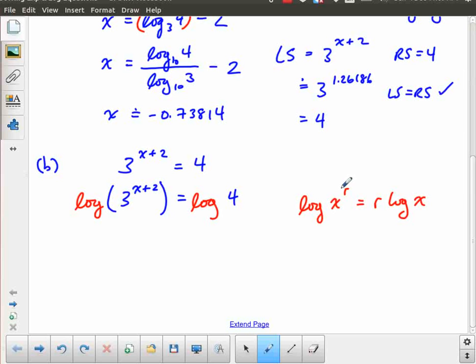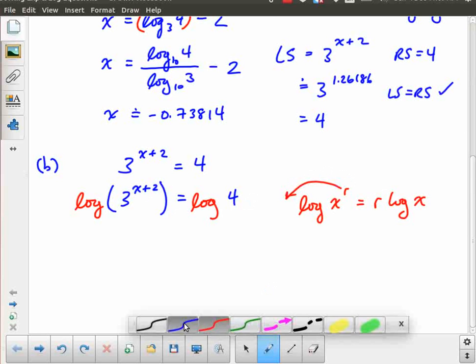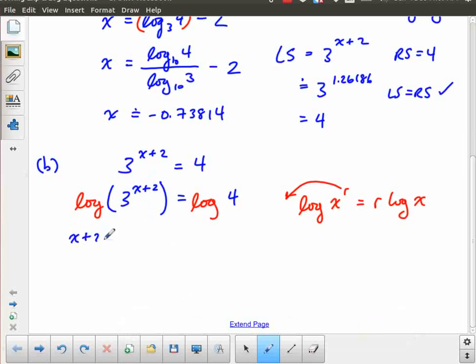So this r comes down in front and becomes a multiplier. The same thing is going to happen here, which is this exponent is going to come down in front as a multiplier. And what's left behind is simply the log of 3. Notice I'm not saying log base 10 this time. You need to get used to the idea that when it just says log, that is log base 10. And that's equal to the log base 10 of 4.